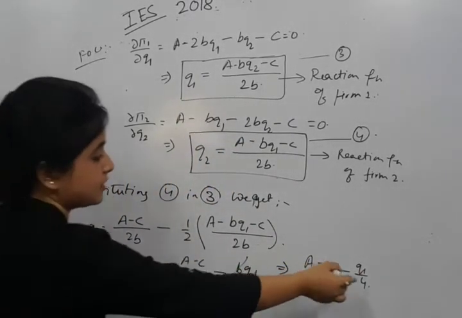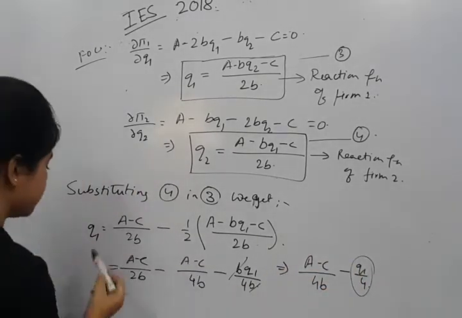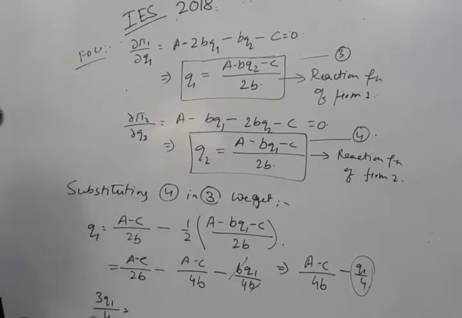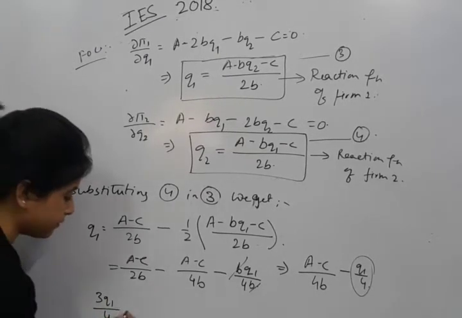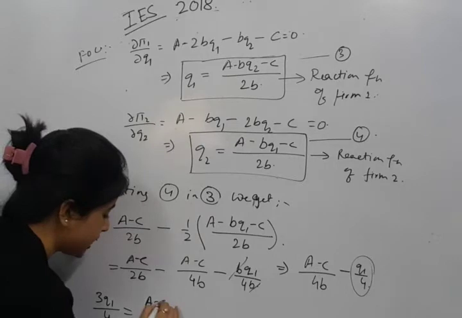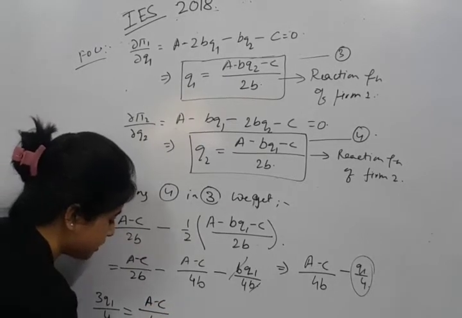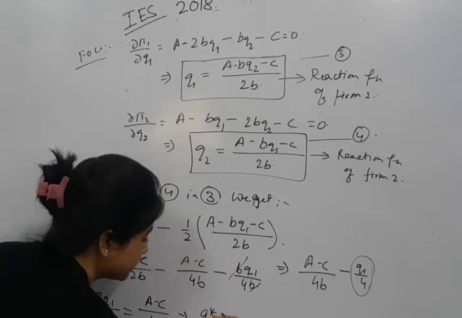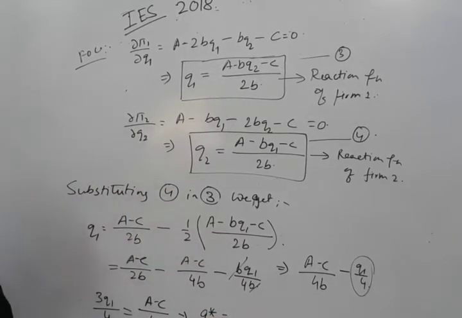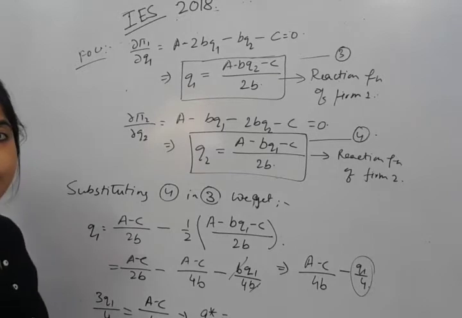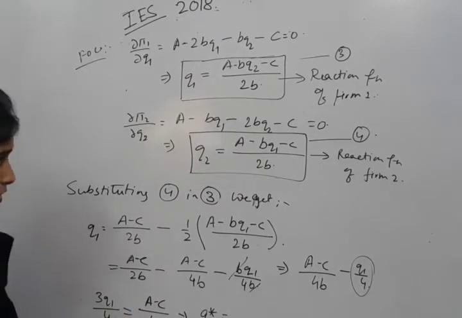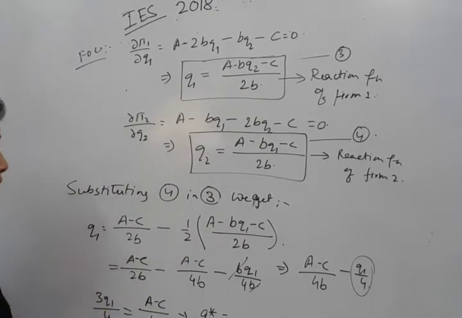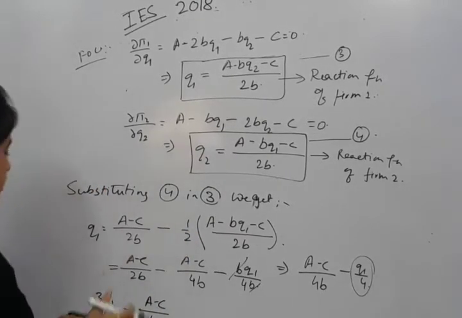Now bring this term to our left hand side, and finally we can get twice of Q1 divided by 4 is equal to (A minus C) by 4B. So finally getting Q1, which is only in terms of the parameters of our equation, that is the demand function. So we finally get, I'm writing it at the top.